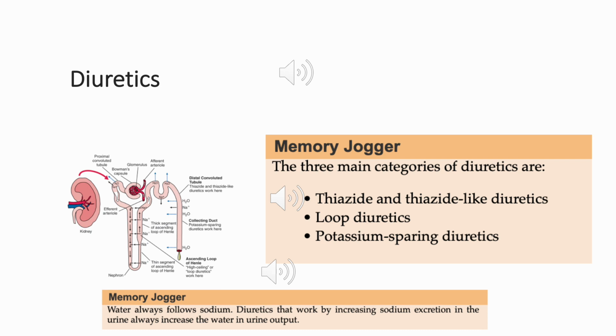The three main categories for diuretics are thiazide and thiazide-like diuretics, loop diuretics, and potassium-sparing diuretics. A diuretic is a drug that decreases fluid volume by increasing urine output.